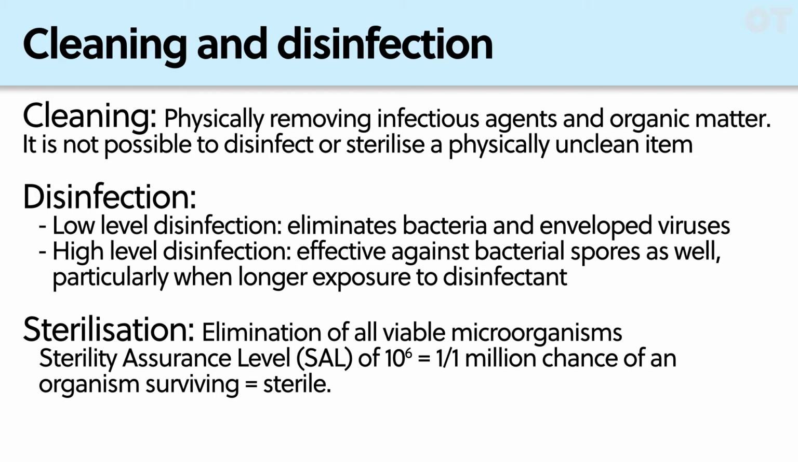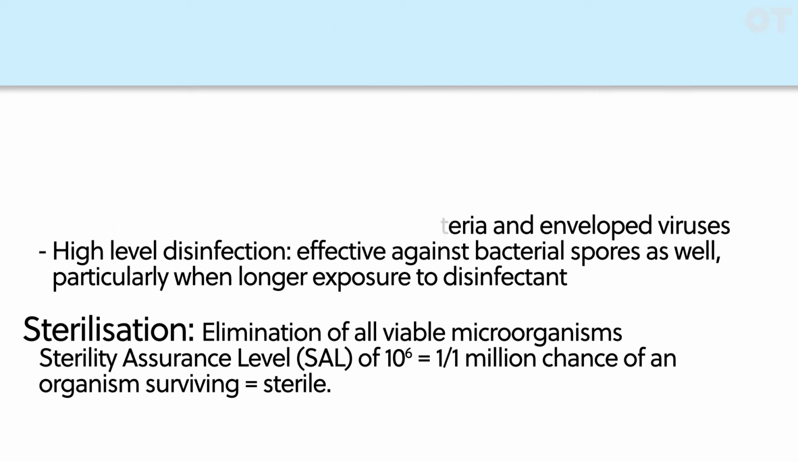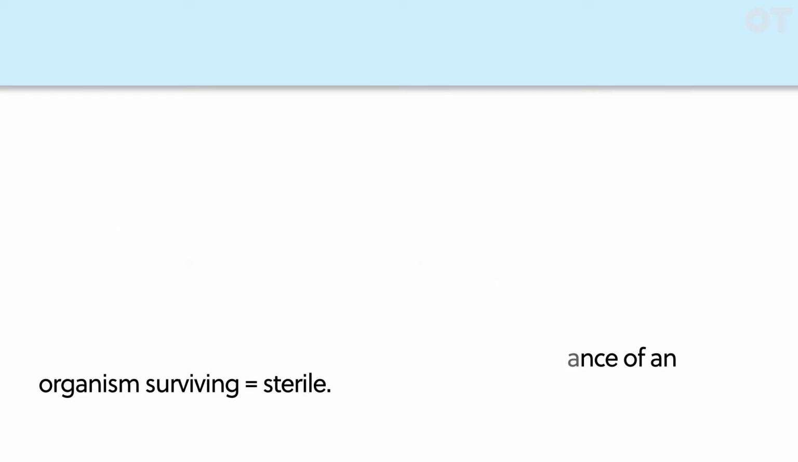And that doesn't mean we have to get rid of every single one, but it does mean that we have to practically get rid of every single one. And for a sterility assurance level, or SAL, we want to get a reduction of 10 to the 6, which means there's only a 1 in a million chance of an organism surviving.